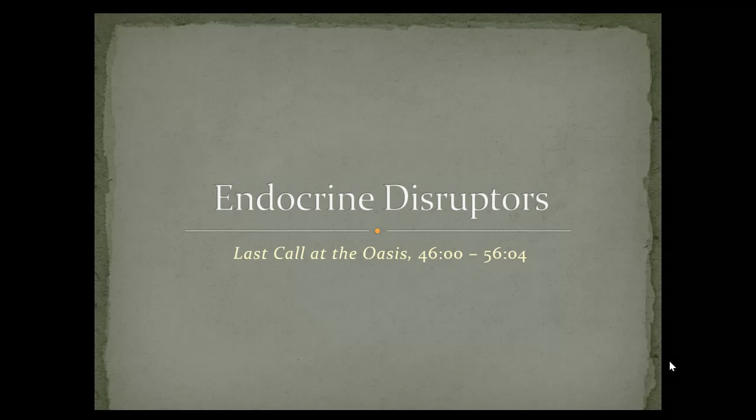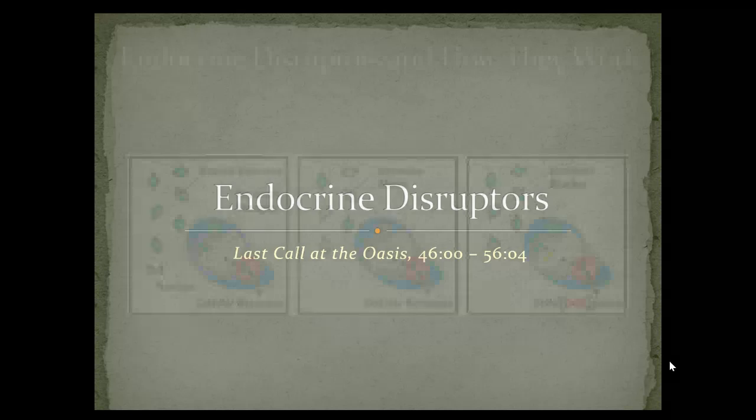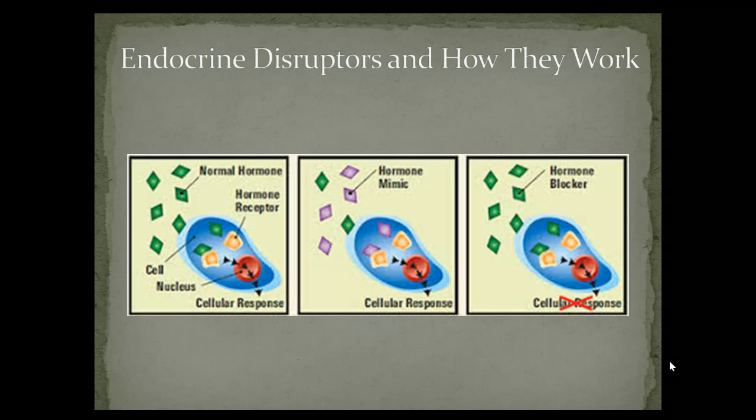Another type of chemical is endocrine disruptors. So you're going to watch this part of the video in class. Now, you might be seeing this before or after you've watched that segment of Last Call at the Oasis. But let me tell you what endocrine disruptors are.